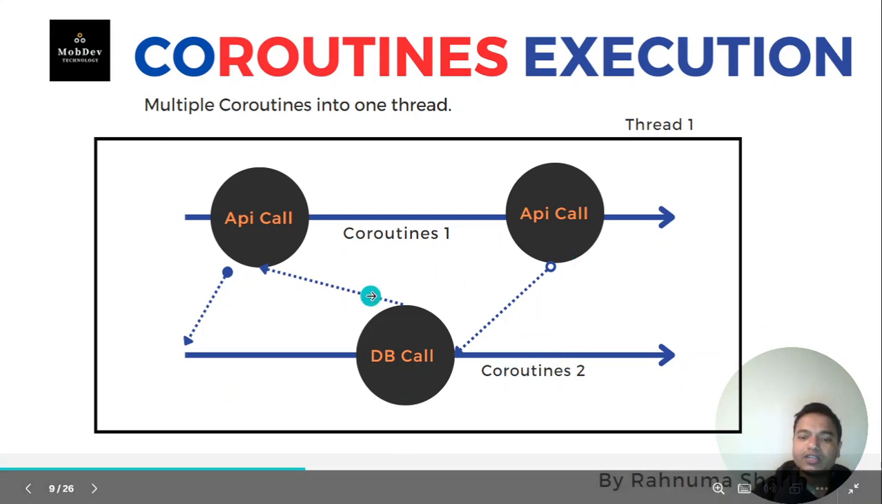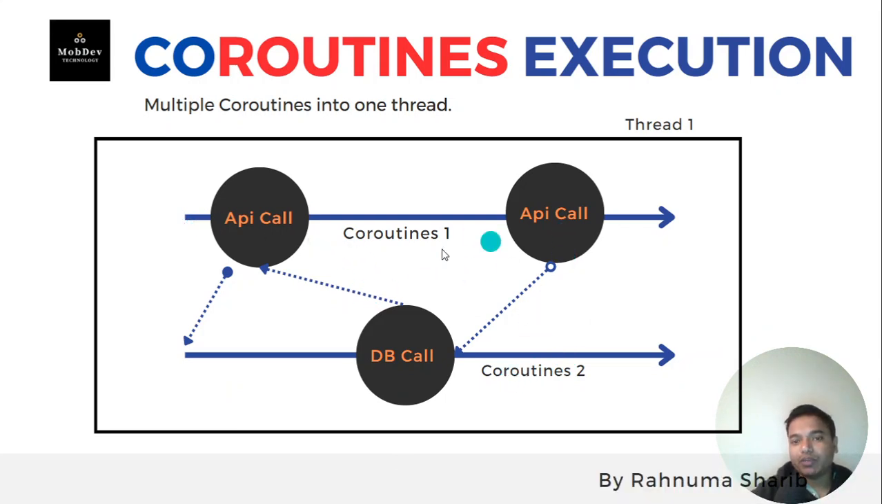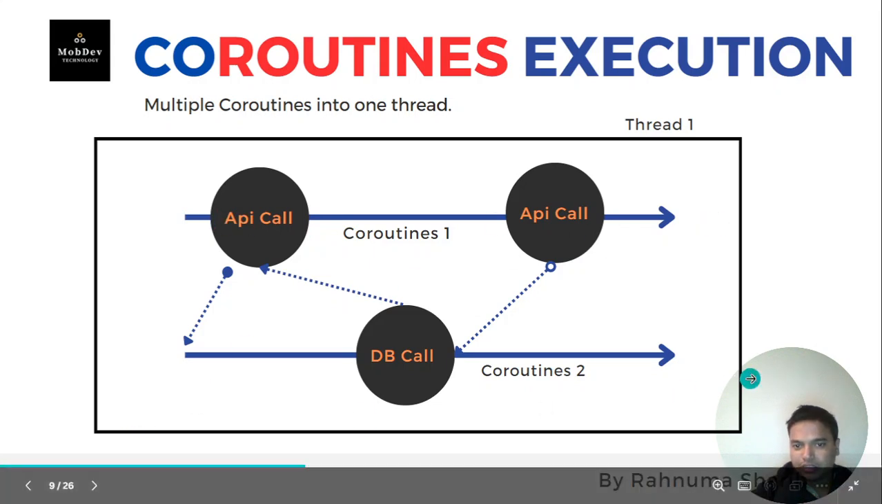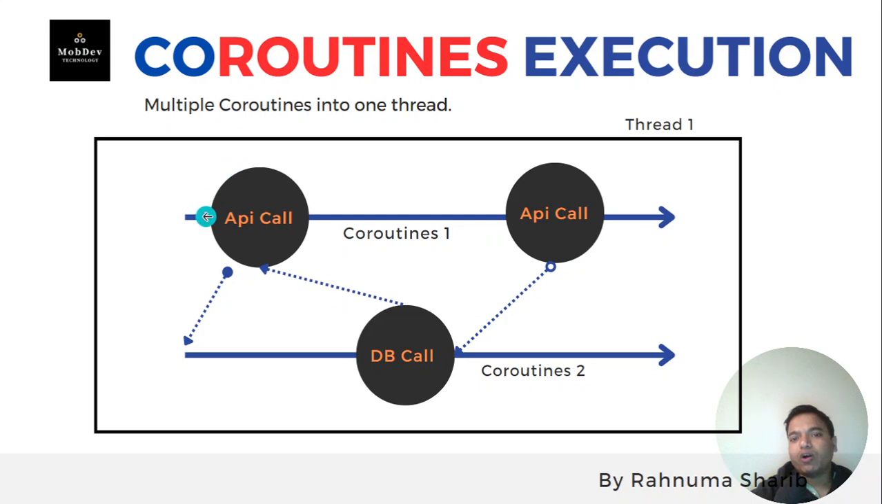So if it is about threads, then what will happen? Let us assume that this is one thread and this is another thread. There are two threads. If there is an API call, the thread will not check anything, we cannot pause it. You perform one task in one thread. We cannot do multiple tasks in one thread. So this is the benefit.